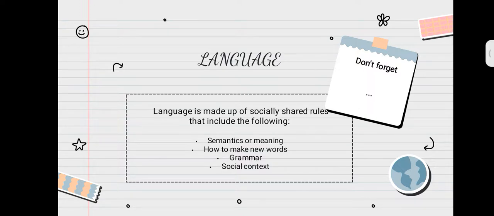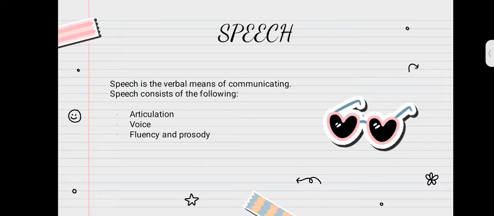Second is language. Language is made up of socially shared rules that include the following, such as semantics or meaning, how to make new words, grammar, and social context. The third is speech. Speech is the verbal means of communicating. Speech consists of the following: articulation, voice, fluency, and prosody.